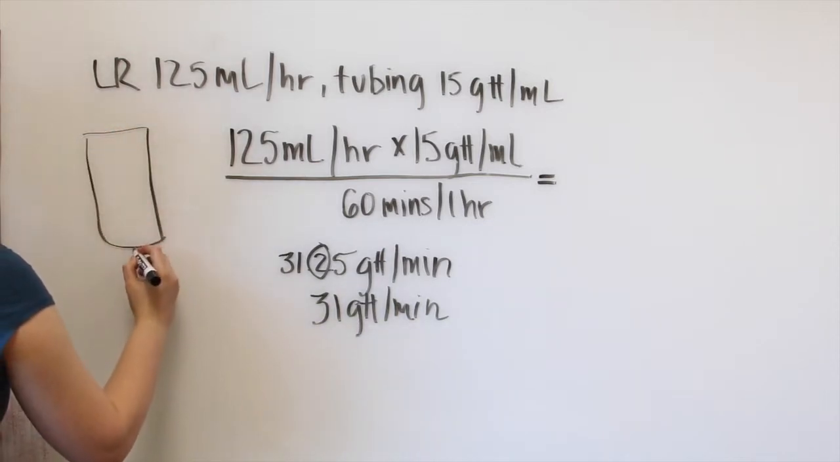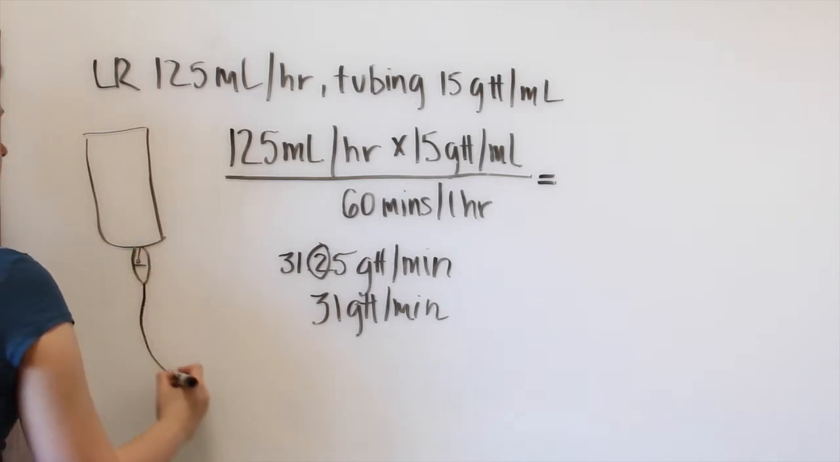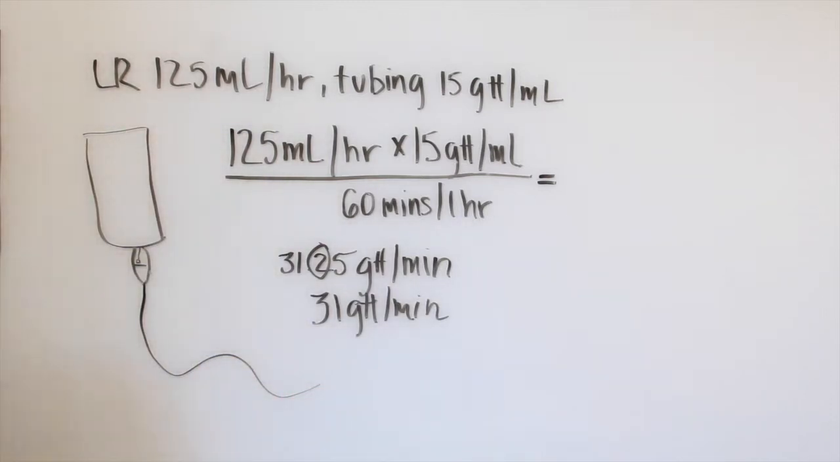Illustration time. So you're going to stand next to your bag with your watch, and you're going to count out for 15 seconds. You're going to divide this by 4, roughly, to get how many drops you need to look for in 15 seconds.